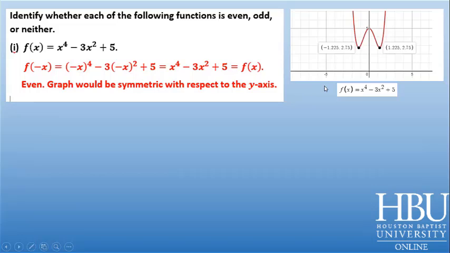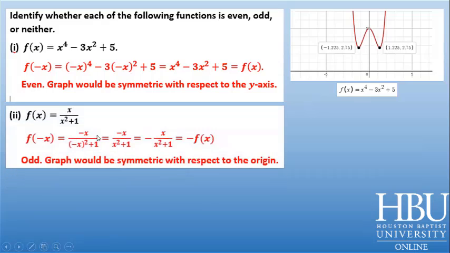Here is the graph of this particular function. I think you could see that if this were a piece of paper and you folded it along the y-axis, the two halves of the graph would exactly overlap. So that's what we mean informally by saying that it's symmetric with respect to the y-axis.